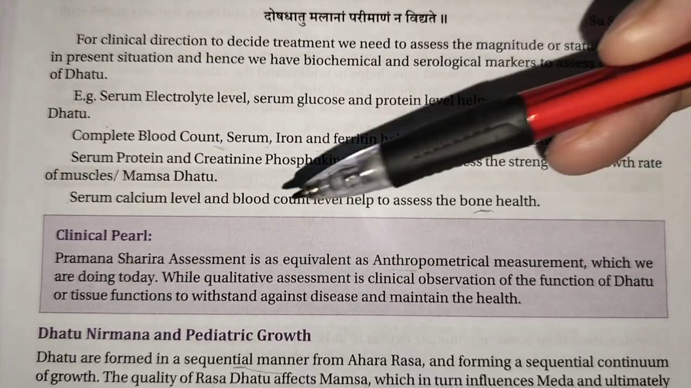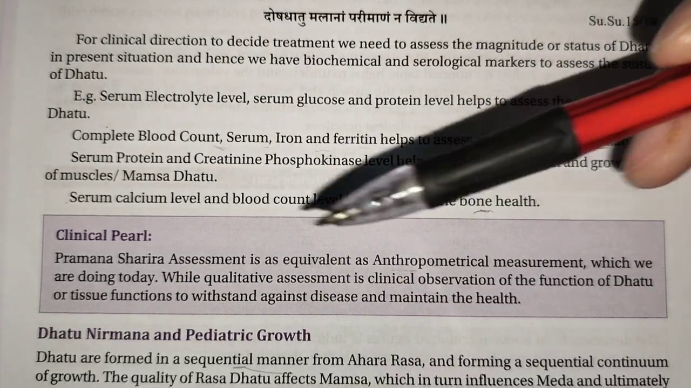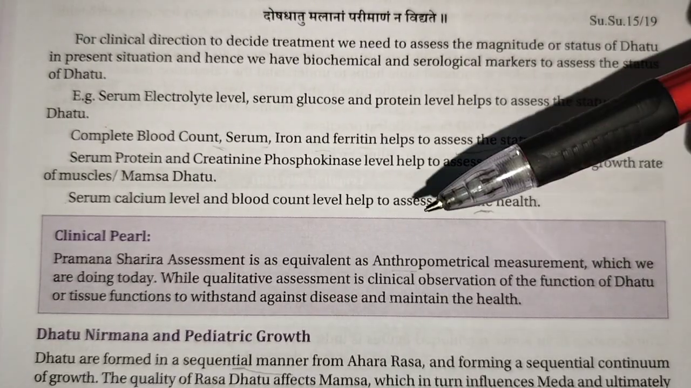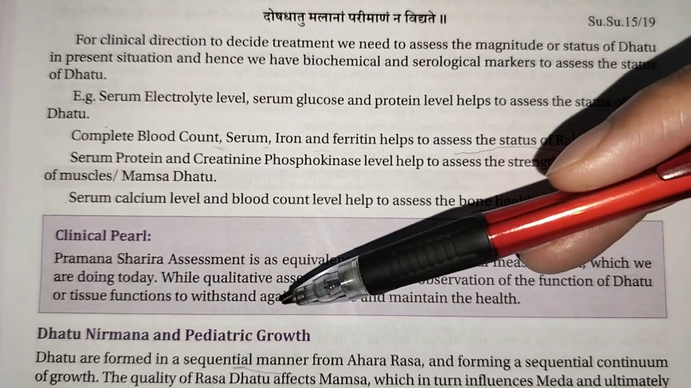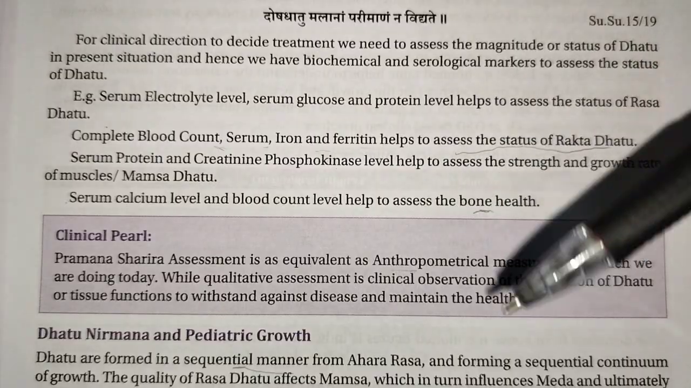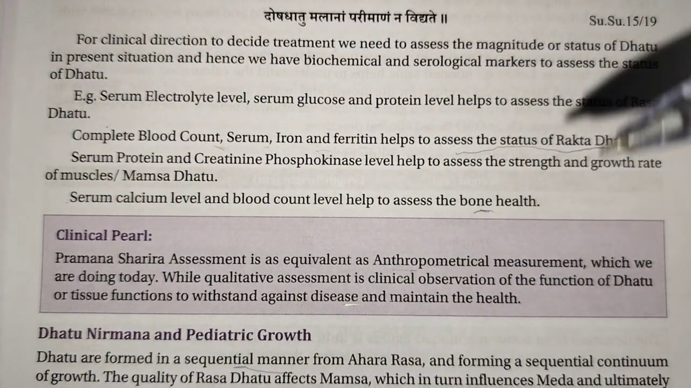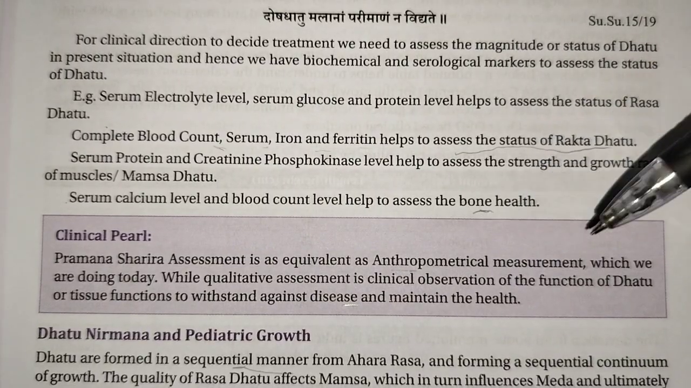While qualitative assessment is a clinical observation of the functions of a dhatu, right? With the qualitative assessment, we assess the functions of a dhatu or tissue functions, which stand against disease and maintain the health. So the next point we will discuss is the anthropometrical measurement.